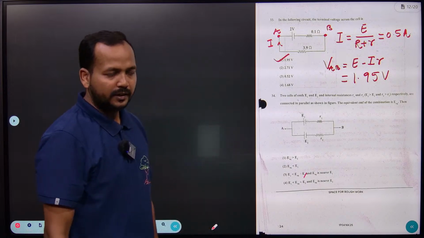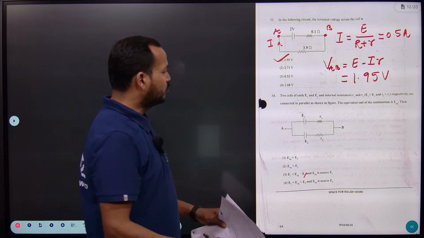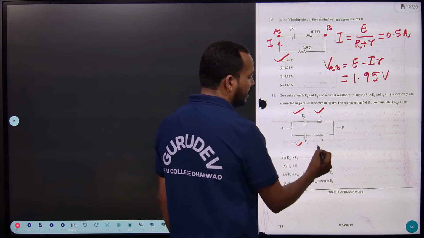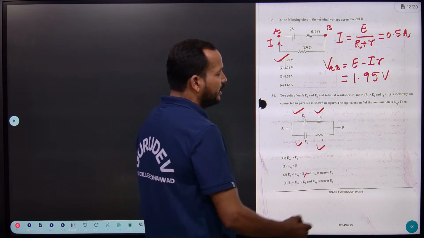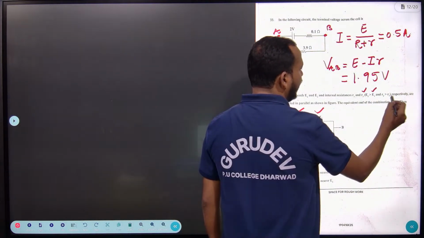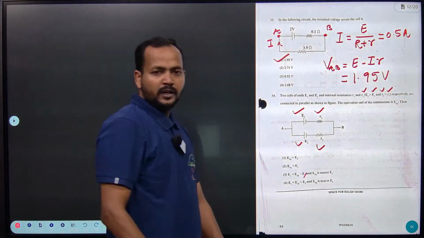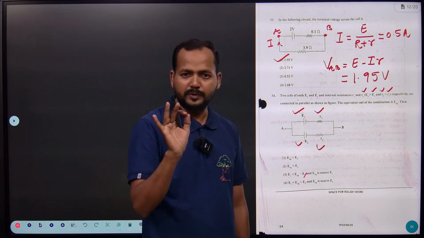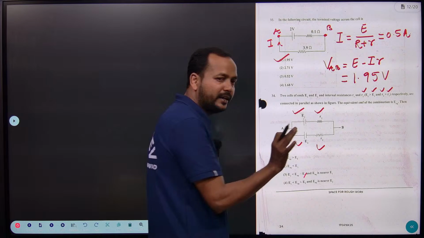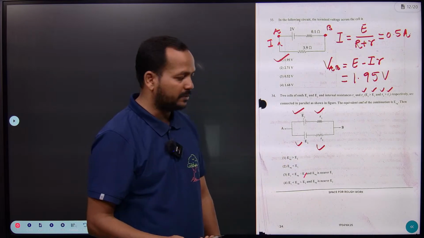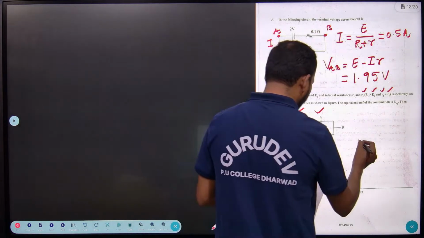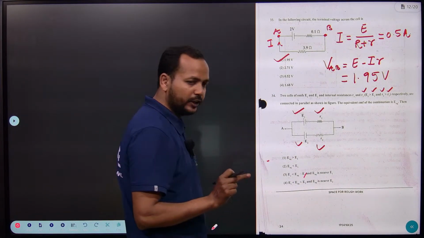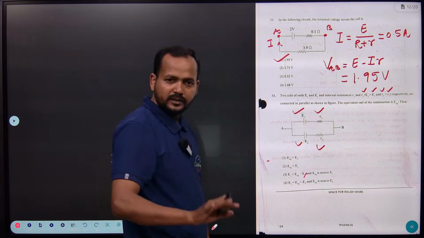Now 34th question, you can see here two cells are there, EMF E1 and EMF E2, their internal resistances R1 and R2. Here they have given E2 is greater than E1 and R2 is greater than R1. So in parallel combination, basically the potential difference must be equal, but here they have given E1 and E2 as two different values. Then where will the resultant come? That resultant will lie between E1 and E2. So E equivalent greater than E2 is wrong. E equivalent less than E1 is also wrong.